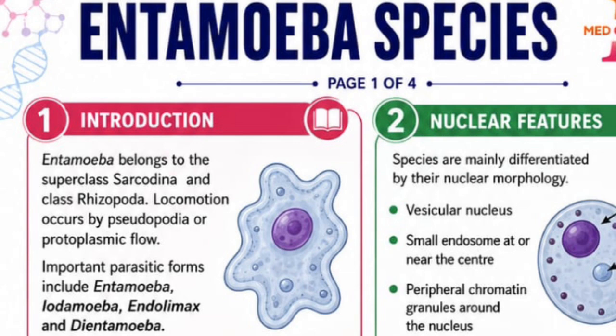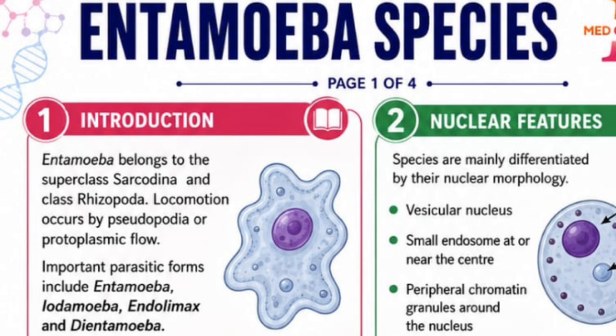So how do they move? In your normal biology, they move by what we call pseudopodia or protoplasmic flow. So they belong to a natural protozoa, but belong to a superclass called Sarcodina, and to a class called Rhizopoda. Some important parasites here are the Entamoeba, Iodamoeba, Endolimax, Dientamoeba. These are the parasitic forms of Entamoeba species that we'll be talking about.